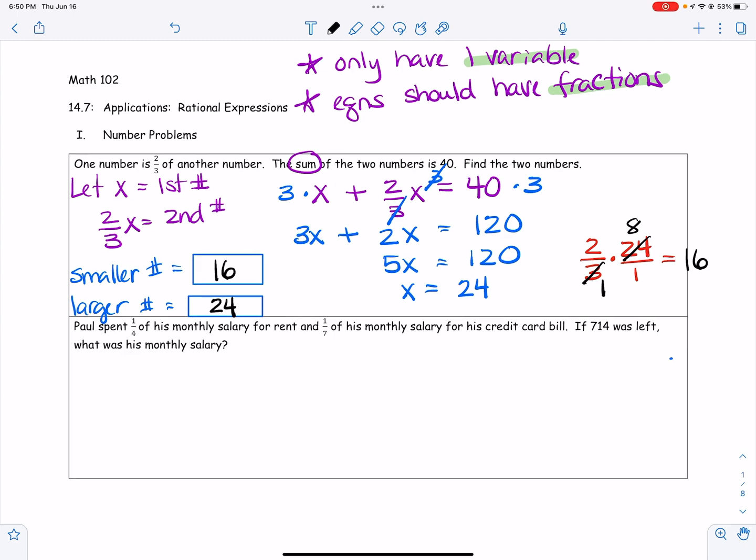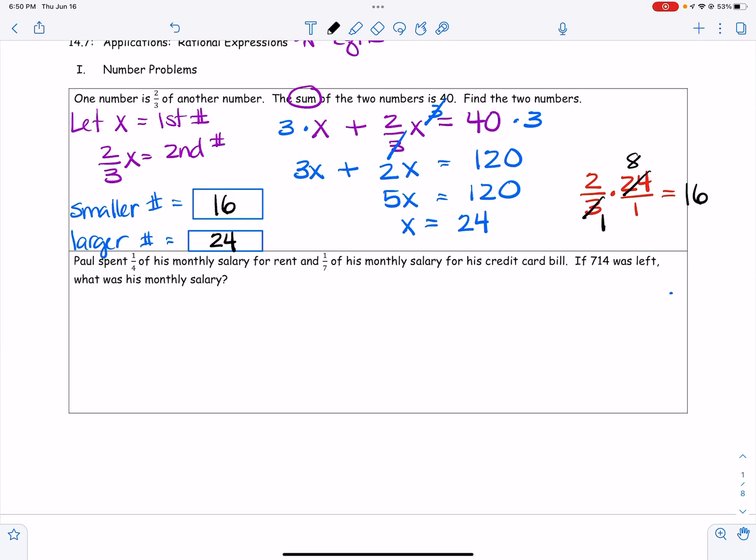Now in the next one, we're going to have a couple different equations to do before I actually solve for the monthly salary, but I am going to let M equal the monthly salary. Now, before I can figure out what his monthly salary is, I need to determine how much he's already spent on rent and his credit card. So it says he spends 1/4 of his monthly salary on rent and 1/7 of his monthly salary on credit cards. So now I have to figure out the total amount that he has already spent. So I need to get a common denominator.